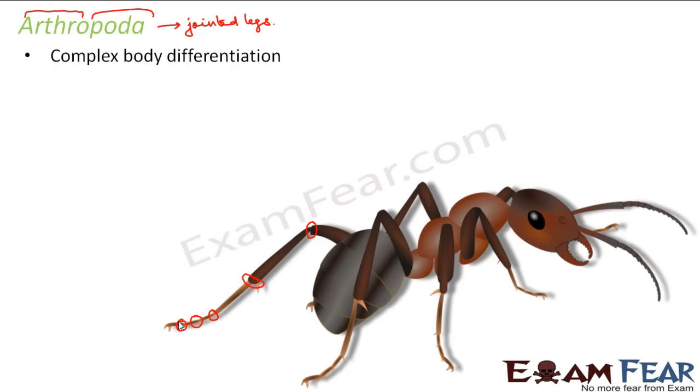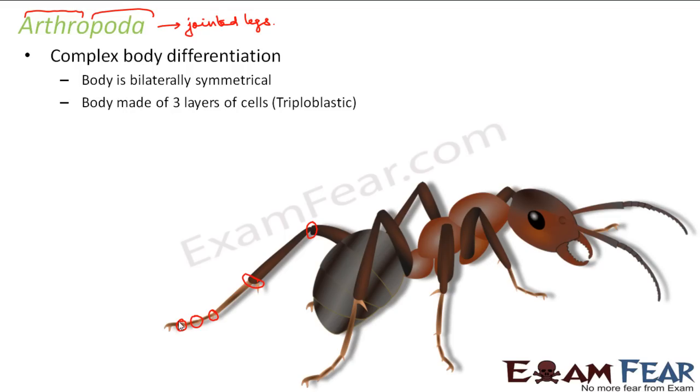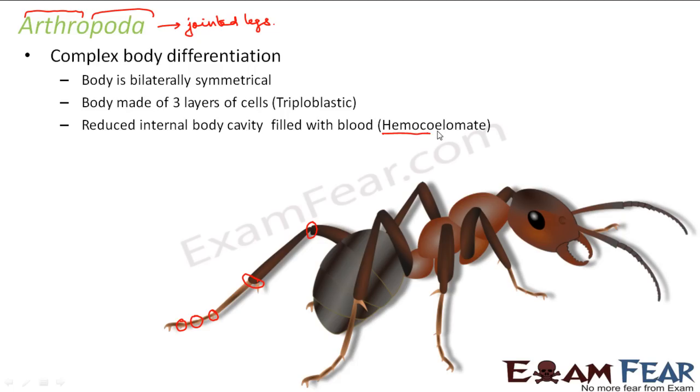They have complex body differentiation. Body is bilaterally symmetrical again. Body made up of 3 layers of cells, that is, they are triploblastic. Reduced internal body cavity filled with blood. So that is why they are known as hemocoelomate. That means the body cavity is present, that is, coelom is present, but it is a little reduced. It is not that big. It is reduced and also it is filled with blood. That is why we got this new term hemo. Hemo is something related to blood. So hemocoelomate means the coelom is filled with blood and the coelom in this case is a little reduced.